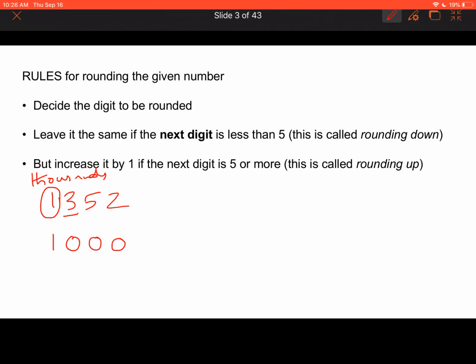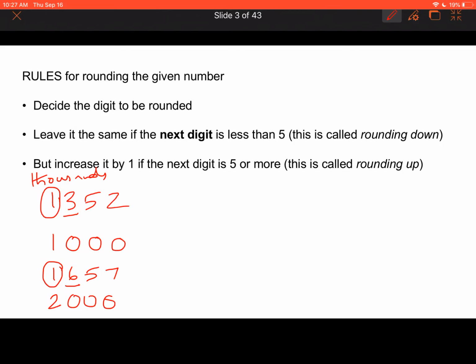Suppose I'm taking another example, again I'm going to round the thousands place. I have to check the next digit. The value is equal or more than 5, then I have to add one value to the rounding digit, right? So it becomes 2,000. Okay, so this is the general methodology.